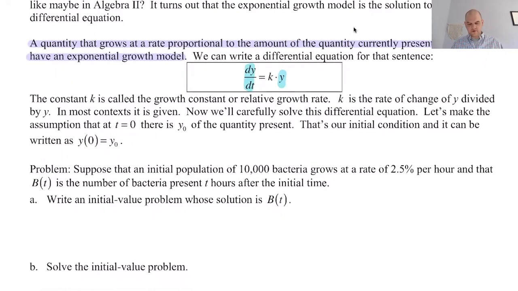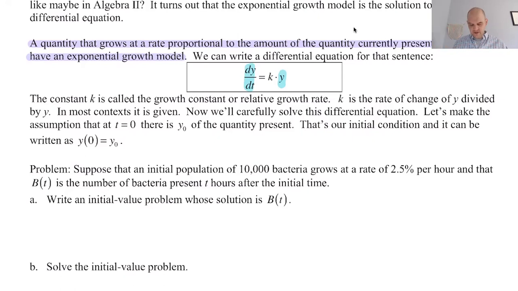So k is called the growth constant or relative growth rate. It's really the rate of change of y divided by y, which, you know, like just take this differential equation, divide both sides by y, and you get dy/dt divided by y. That's fine. Usually you're given k. If not, you're given enough information to solve for k.